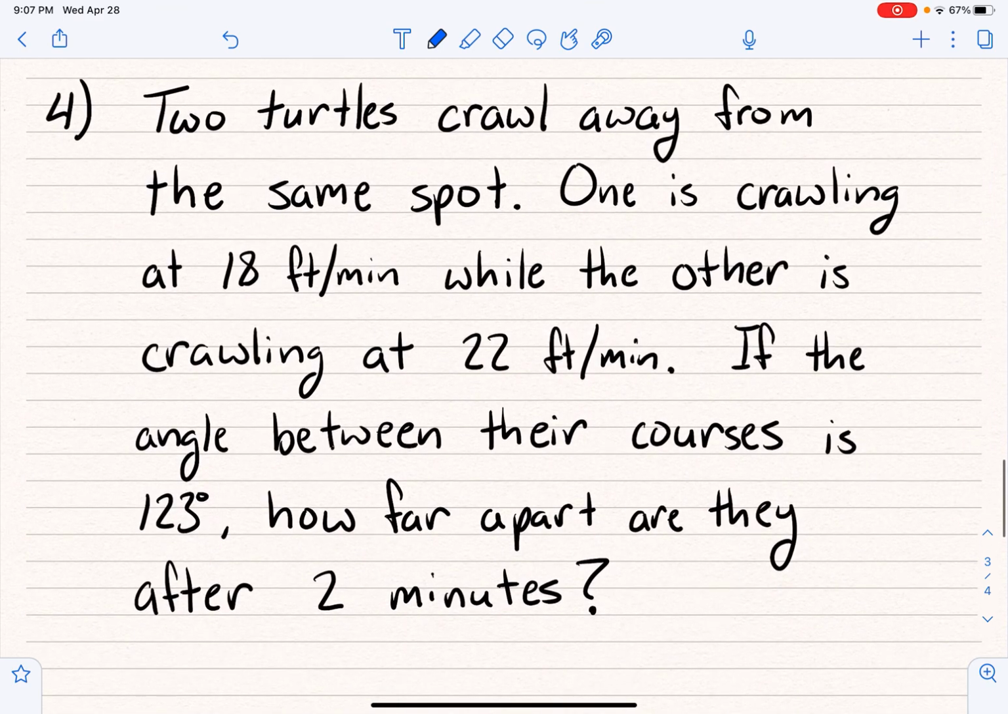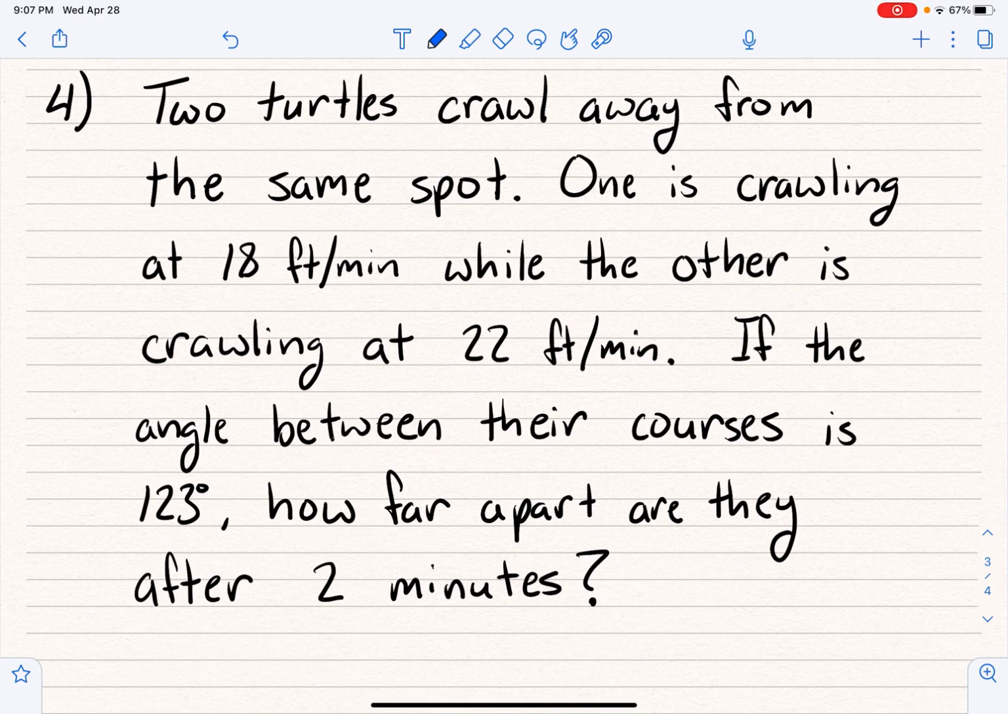Here is the problem. Two turtles crawl away from the same spot. One is crawling at 18 feet per minute, while the other one's crawling at 22 feet per minute. If the angle between their courses, or direction of travel, is 123 degrees, how far apart are those turtles after 2 minutes? Now, hopefully you understand what in the world this is saying.